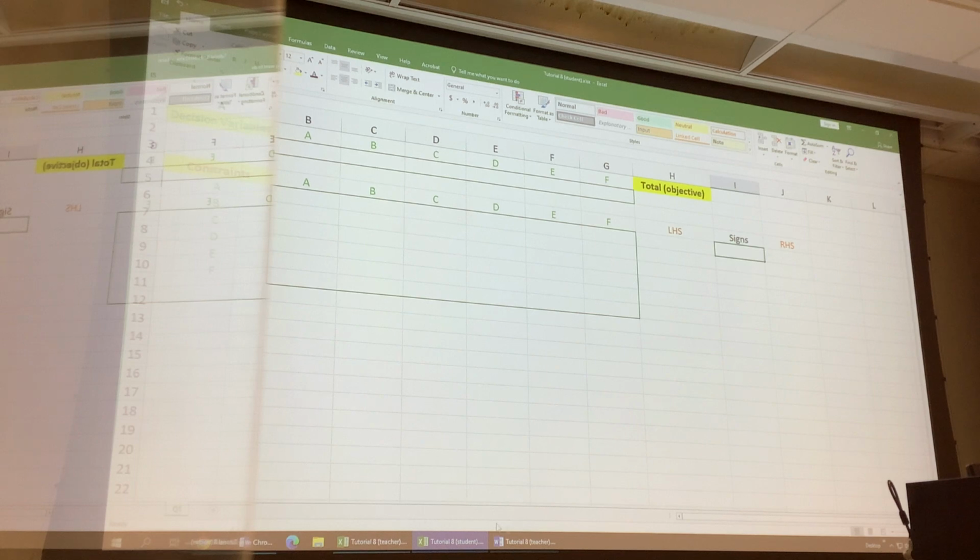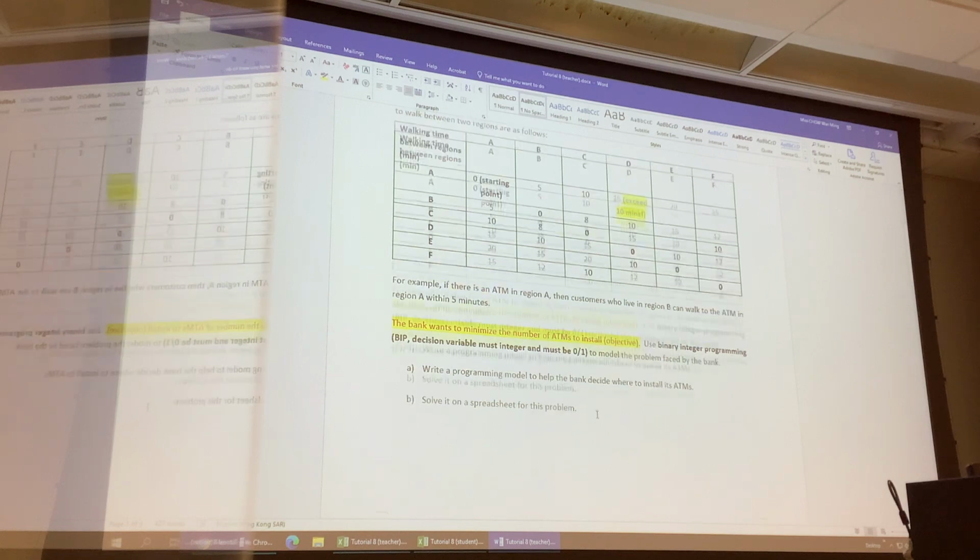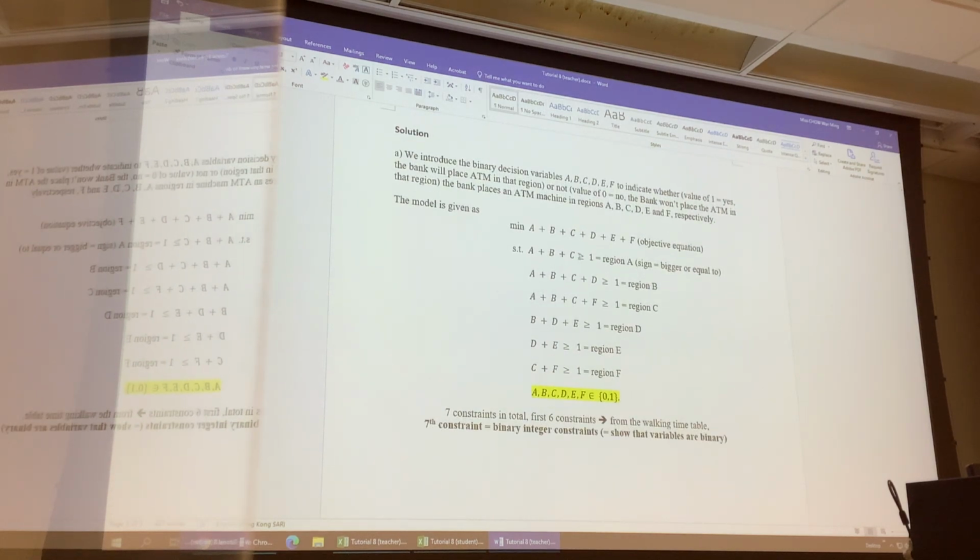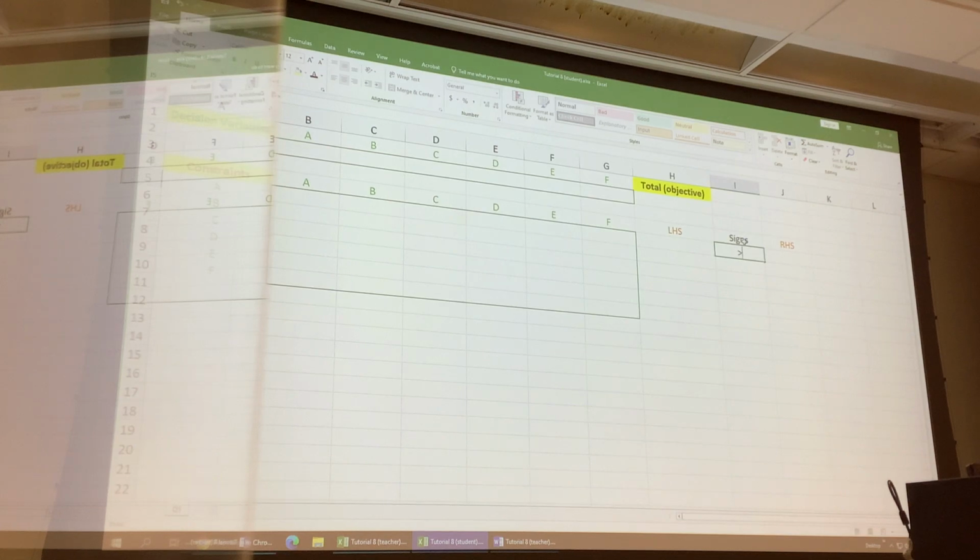For the sign, we have to input some basic information to the Excel. Okay, so as you may know, that's the sign that is bigger or equal to, right? Because there is at least one ATM machine, so bigger or equal to. Okay, so right hand side, that is meaning the least numbers of placing ATM.